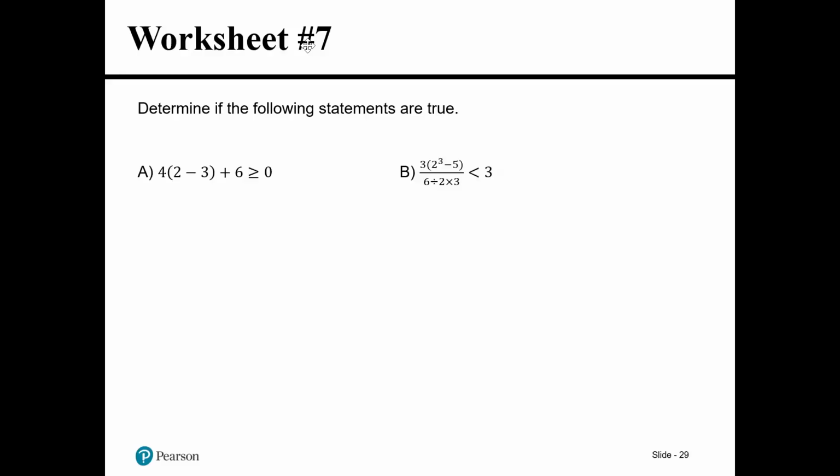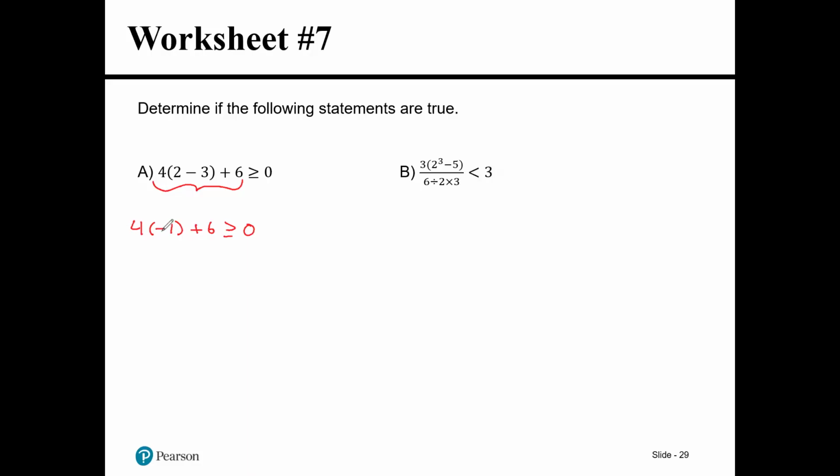All right. So let's do A first. We're only worrying about figuring out what this actually is. So we have a grouping. We have 2 minus 3, so that is 4 times -1 now, because 2 minus 3 is -1, plus 6. We want to know, is that actually greater than or equal to 0?